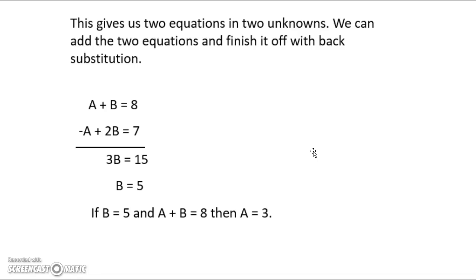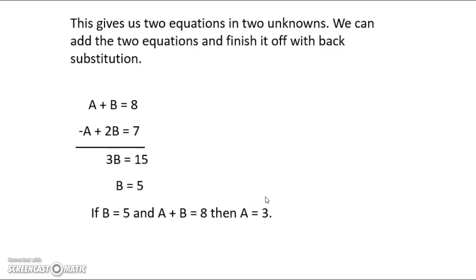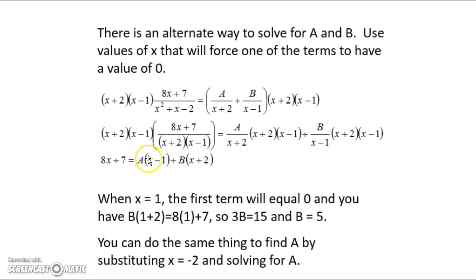Now, there is a time where we are going to be forced to use this method, and that's why I show it to you here. But for the work that we're going to do here, it's probably going to be just as easy to use this method where we substitute in values of x that's going to force one term to go to 0, and then substitute in the value that's going to force the other term to go to 0. And that gets rid of one of the letters so that you can solve for the other one.